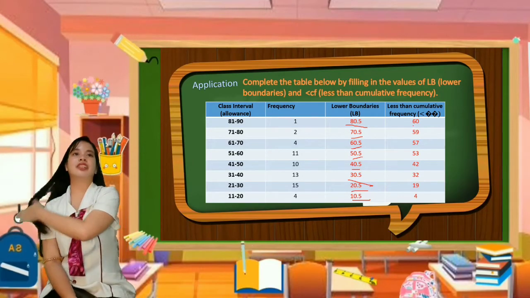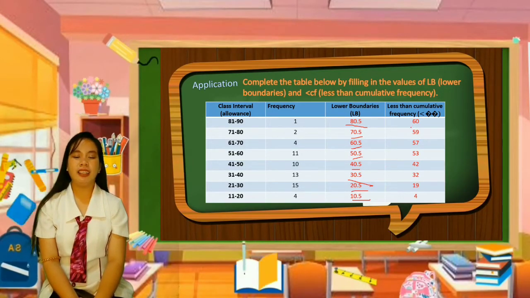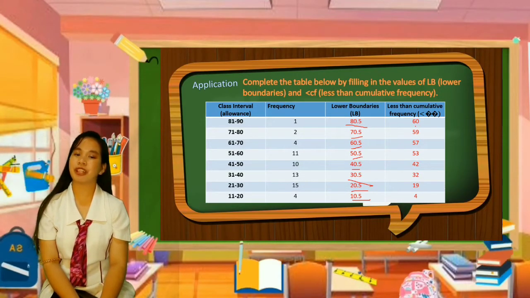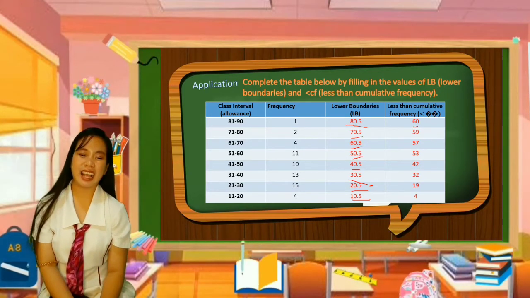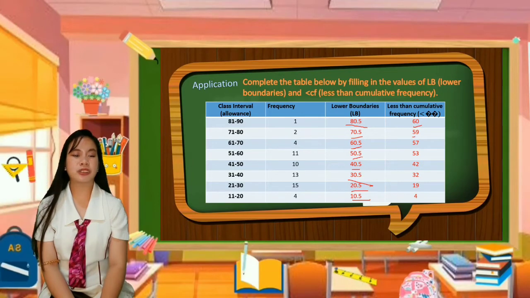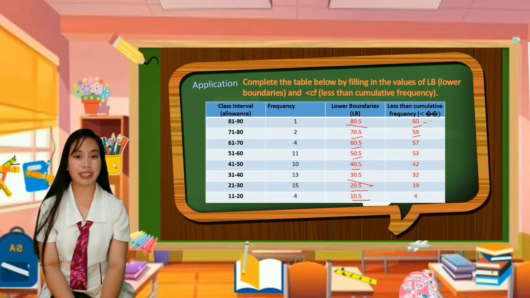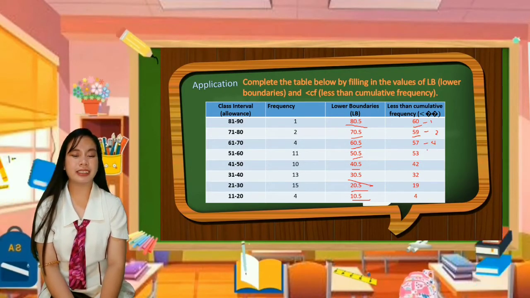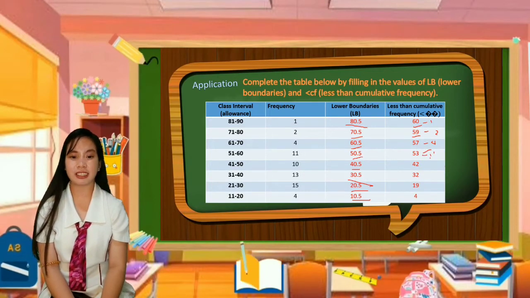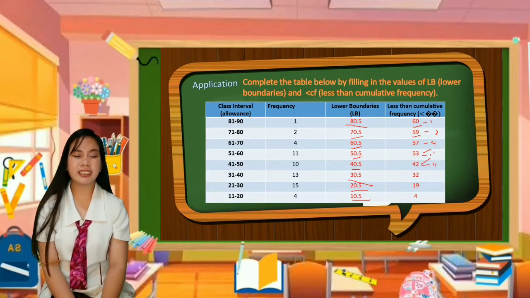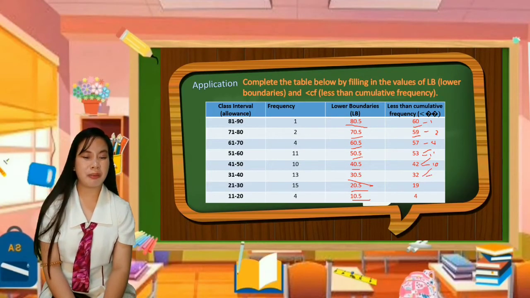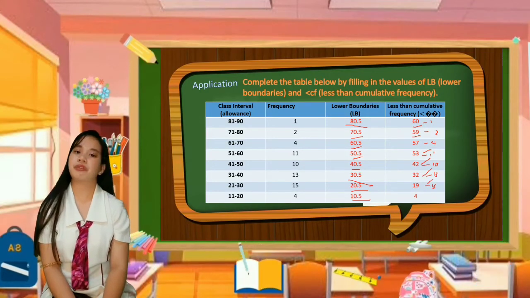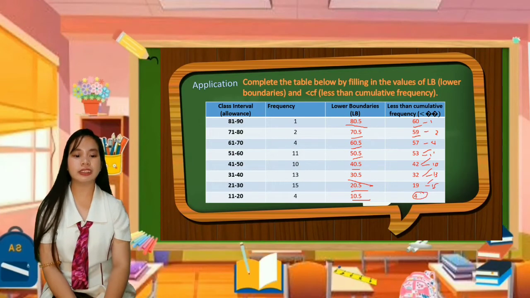To solve the less than cumulative frequency, we use the total number of frequencies less than its frequency. So the answer is 60 minus 1 equals 59, minus 2 equals 57, minus 4 equals 53, minus 11 equals 42, minus 10 equals 32, minus 13 equals 19, minus 15 equals 4. Very good, class. Good job.